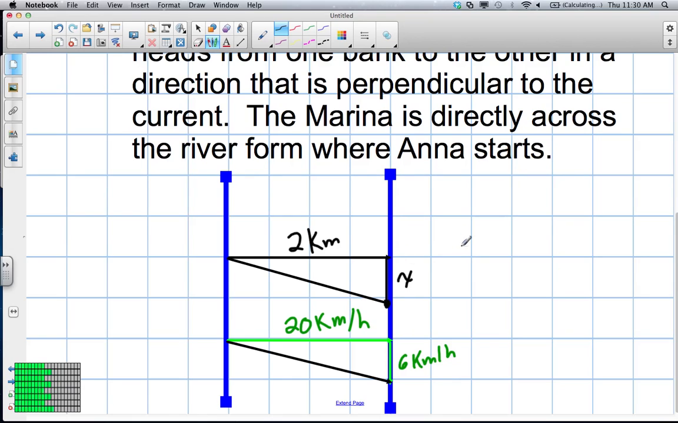So we're going to set up a similar triangle. And what that means is I know that 20, that's my speed, divided by 6 will give me the same ratio as 2, which is the distance, divided by our x. Okay? So I've set up a similar ratio. The ratios are going to be the same here. I'm going to flip the ratios. I should have done that in the first place, so that the x is on top.